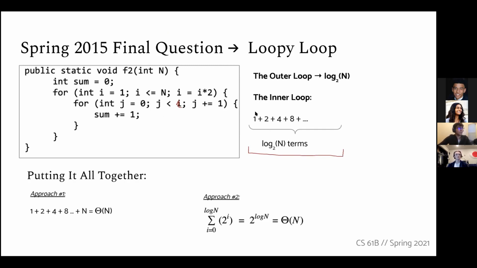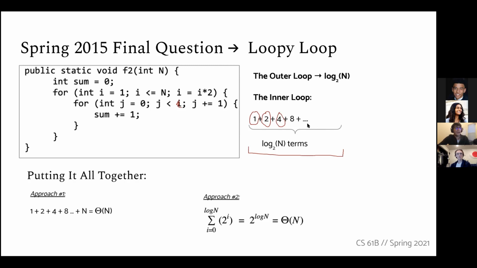So when i equaled 1, we got 1 iteration of the inner loop. When i equals 2, we got 2 iterations of the inner loop. When i equals 4, we got 4 iterations. So essentially, if you add up all of these, you basically get how many iterations there are of the inner loop, all summed over all the values of i.